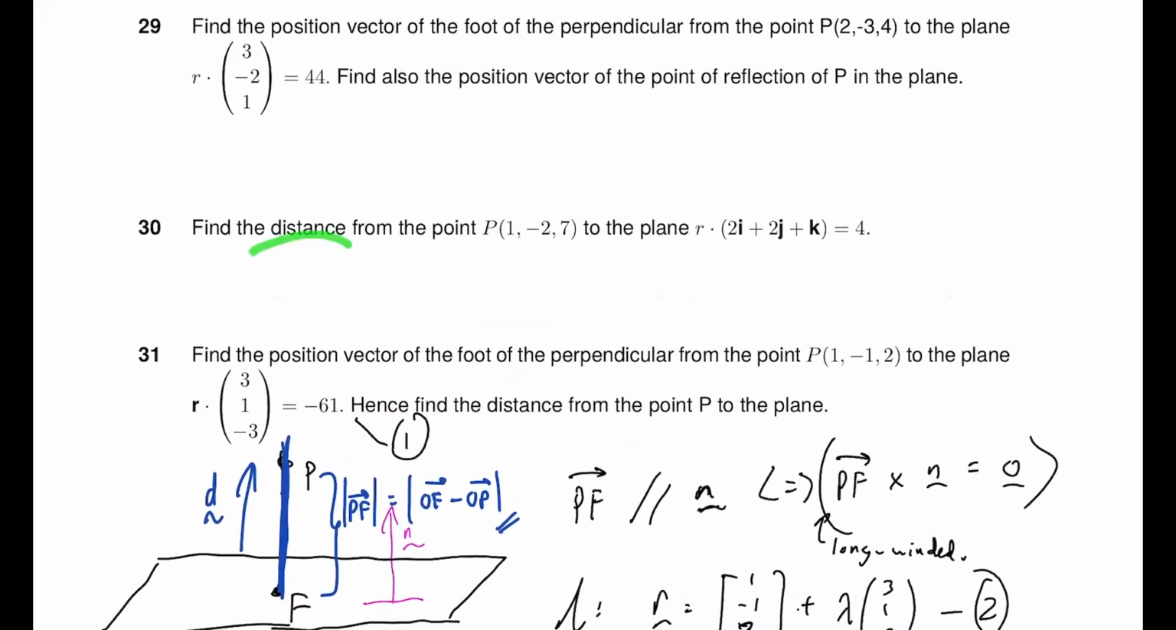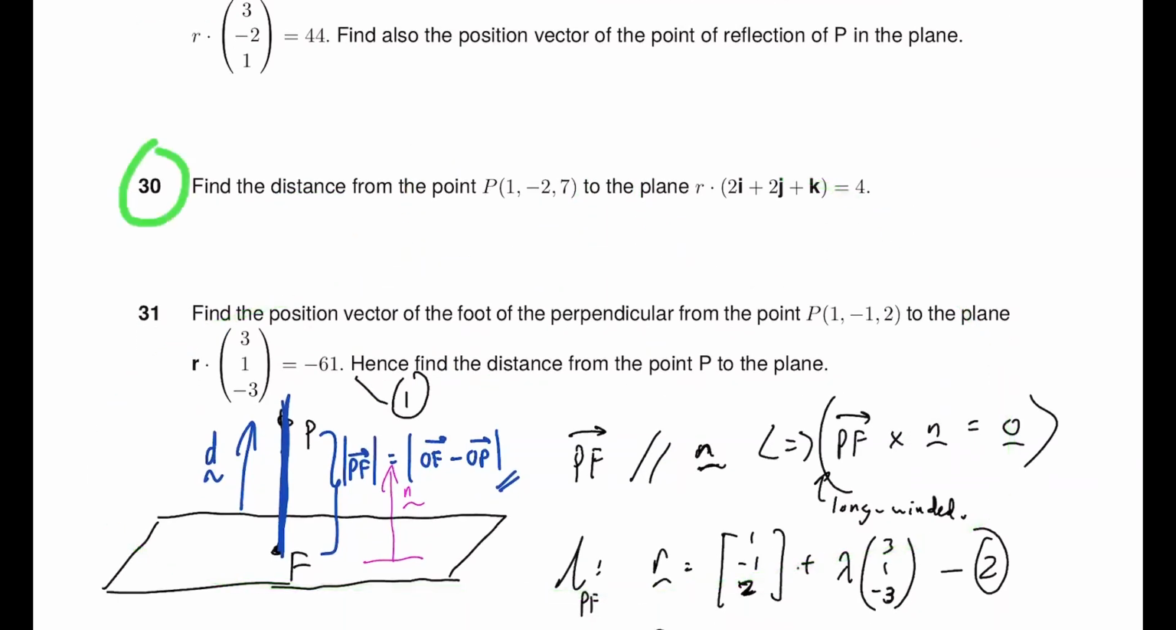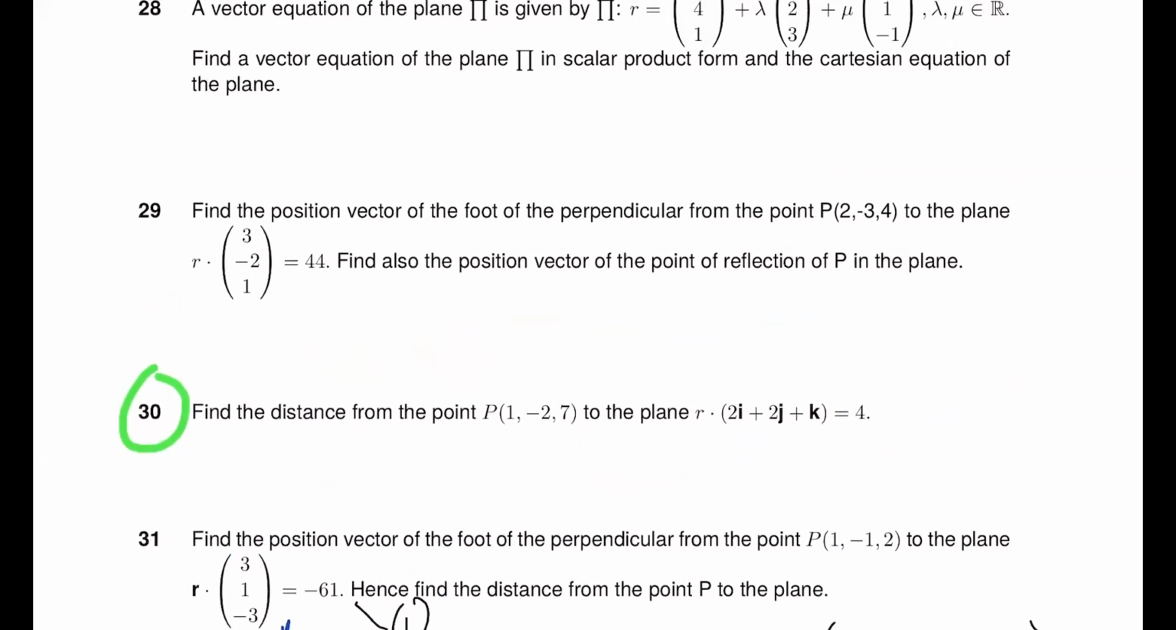Question 30. Find the distance from the point P to the plane. Same procedure. Okay, I won't go through question 30. Then question 29. Find the position vector of the foot of the perpendicular from the point P to the plane. Find also the position vector of the point of reflection of the point P in the plane. So this one is asking you to find the foot. So it's the same procedure again. Just different numbers. But here they also want an extra point of reflection.